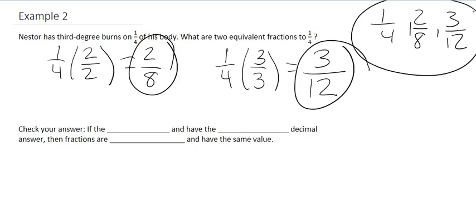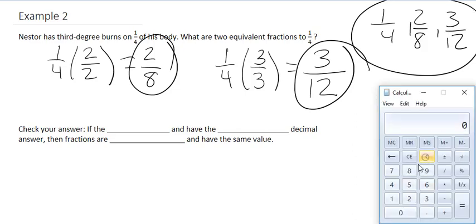And a way we can double check this is we can use our calculator and divide all these numbers to get a decimal. So if we go 1 divided by 4, we get 0.25. 2 divided by 8 is 0.25. Now let's try 3 divided by 12, which is 0.25. So these all have the same decimal answer. So these fractions are equivalent and have the same value.